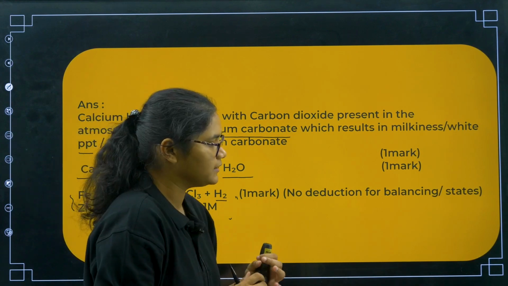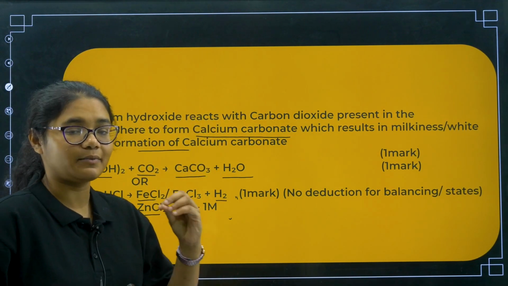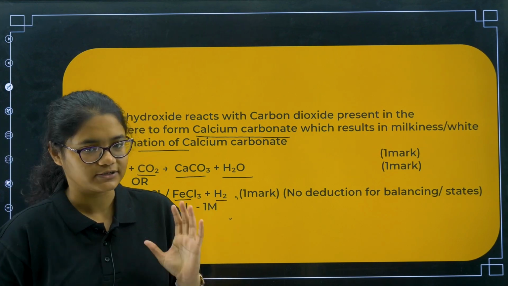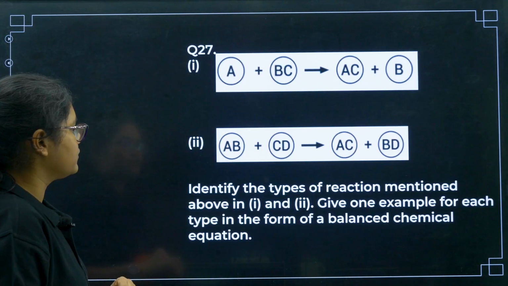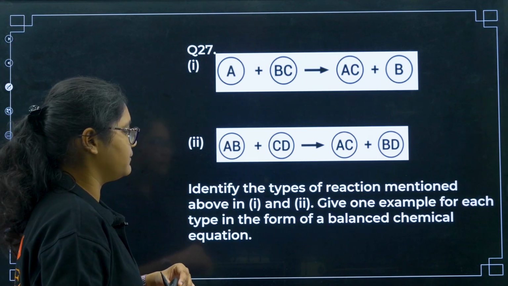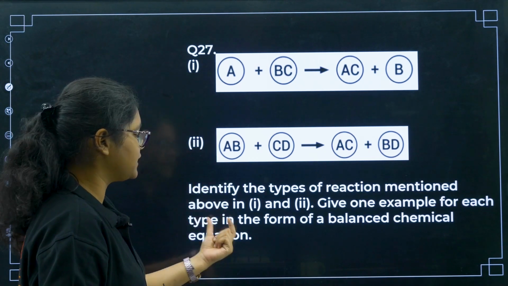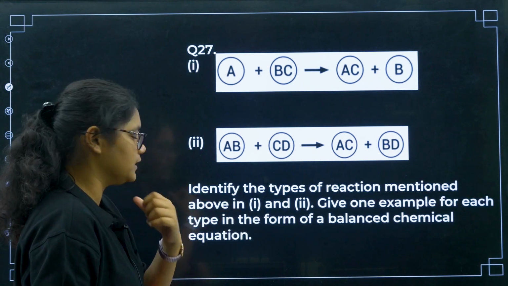There is no deduction for balancing or state symbols. So if you do not balance, there won't be any deduction, but it is my suggestion to always balance the reaction. Next we will go to the 3-marker question. This is the first question. Identify the types of reaction mentioned above in 1 and 2. Give one example for each type in the form of a balanced chemical equation.